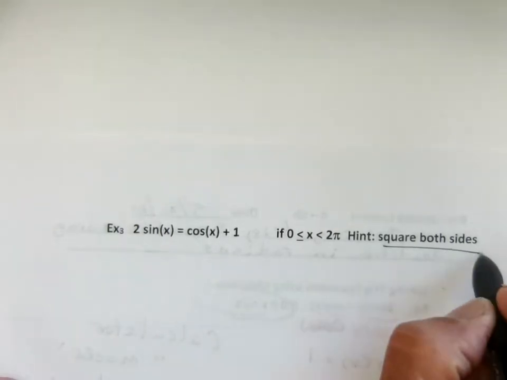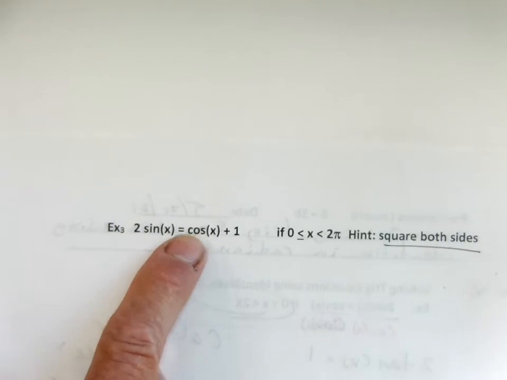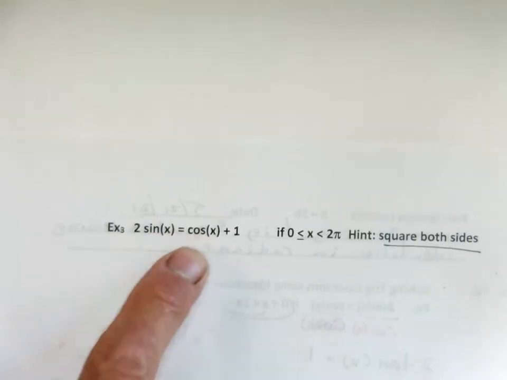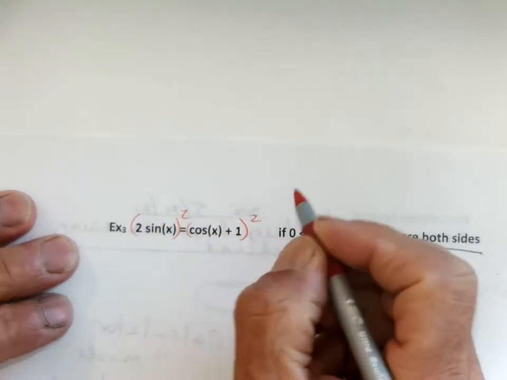Number 3. Now, number 3, I give you a hint. It says square both sides. Because you got a sine and a cosine, it's like having x's and y's. It's not going to work. So if I square both sides, okay, that's the hint. Square both sides. Let's see how that's going to help.